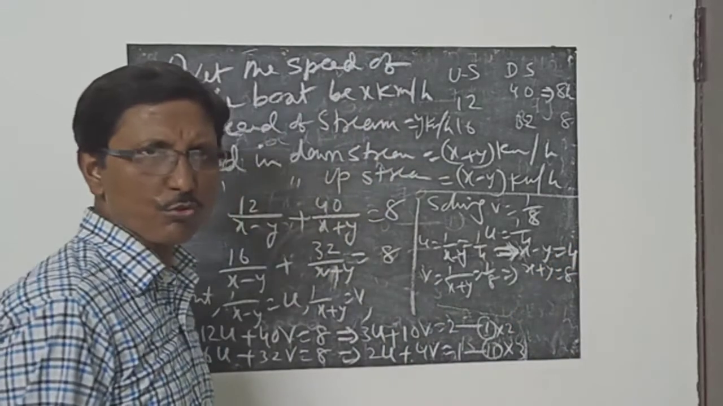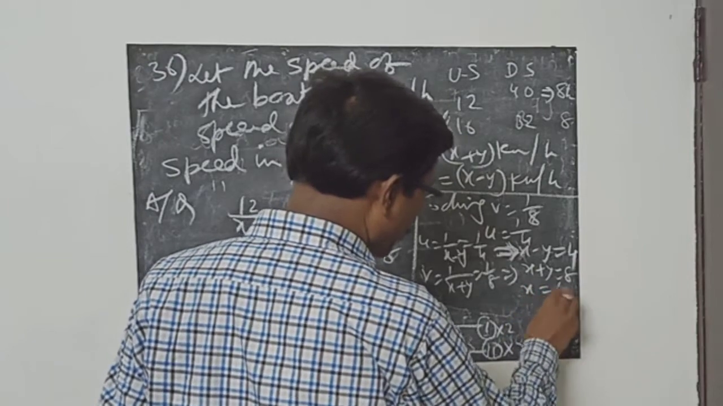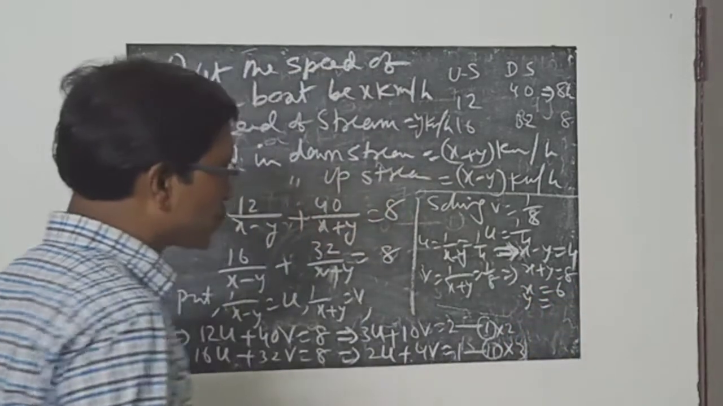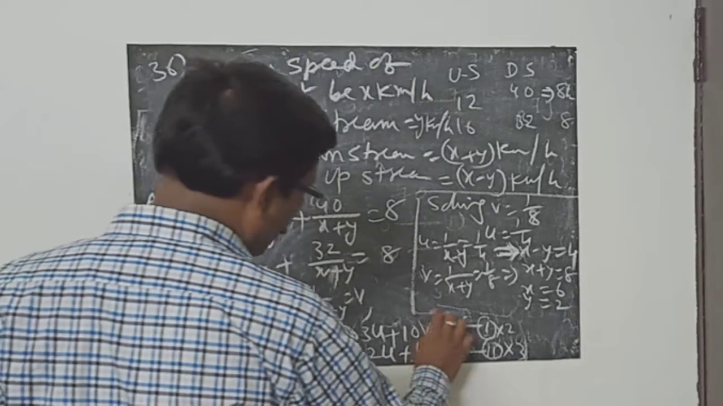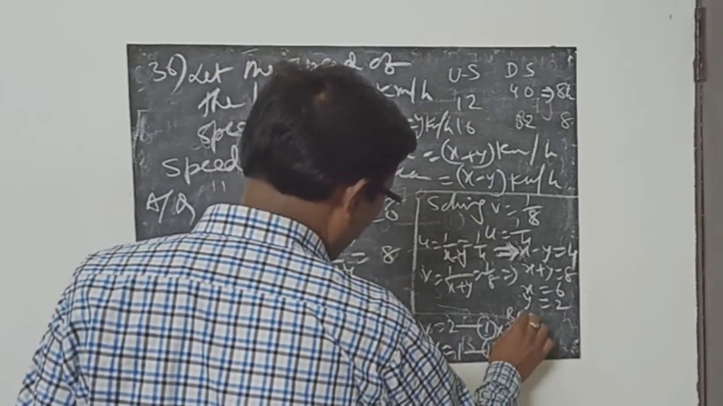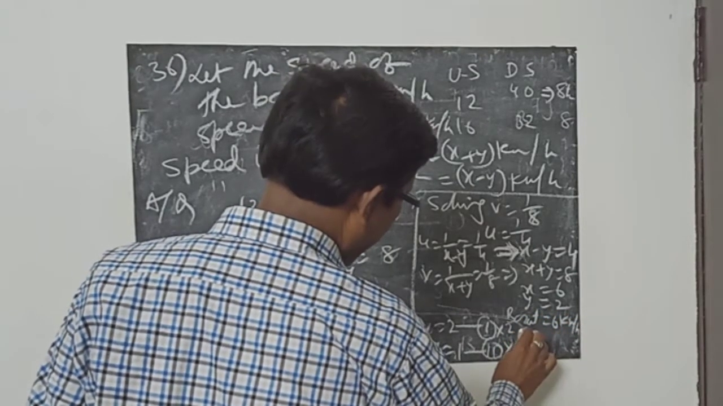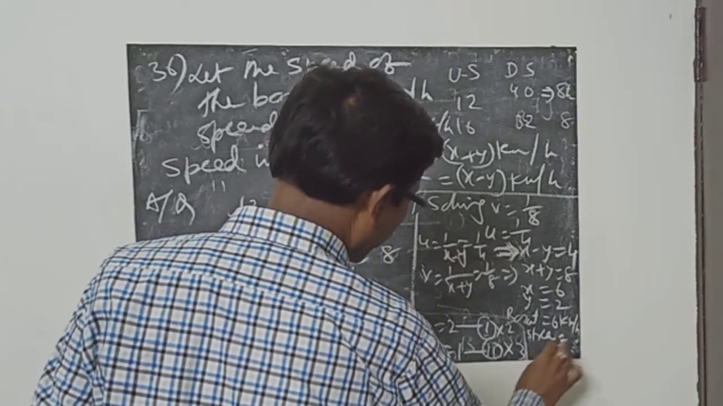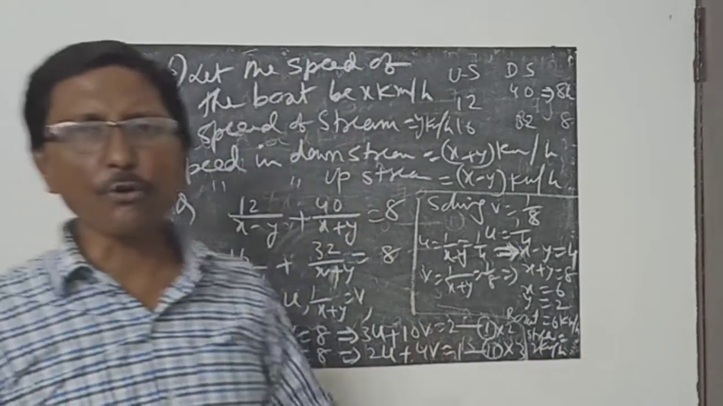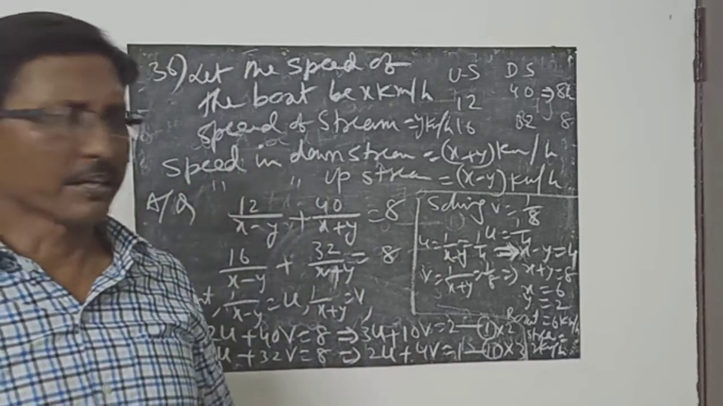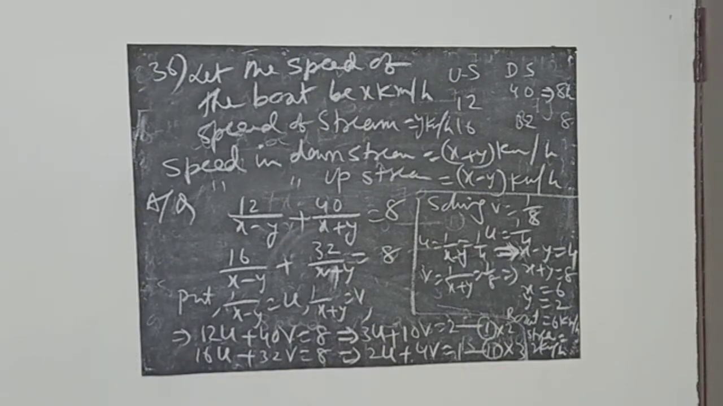And solving these two equations, we can get 2x equal to 12 or x equal to 6, and y equal to 2. So from there you can conclude that the speed of the boat is equal to 6 km/h and the speed of the stream equal to 2 km/h. So in this way, if you have the downstream and upstream speed also, then we can solve this type of problem.